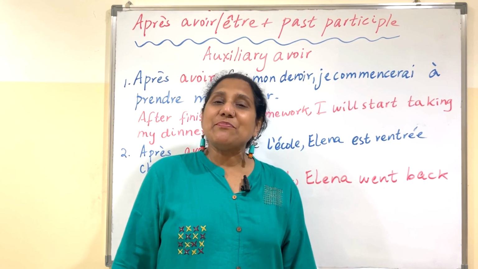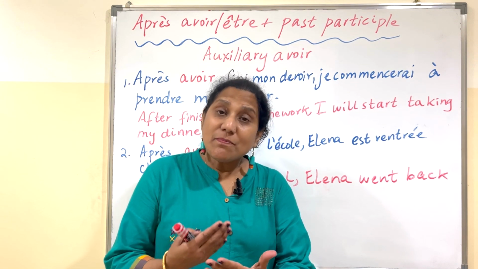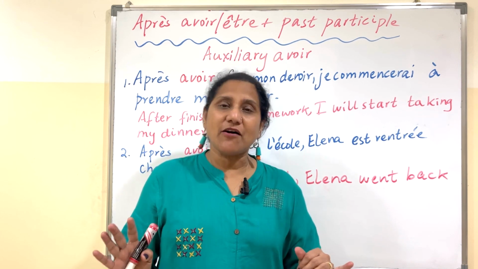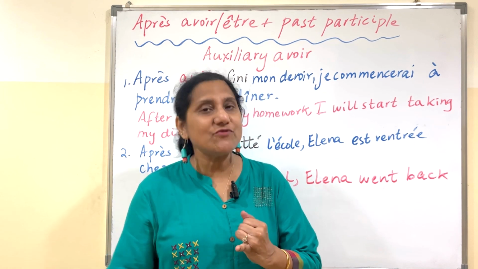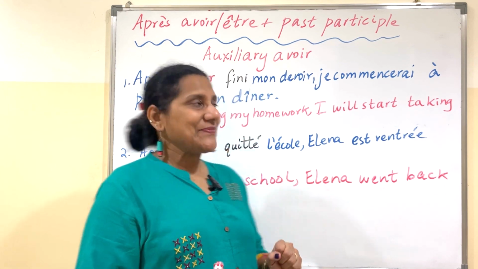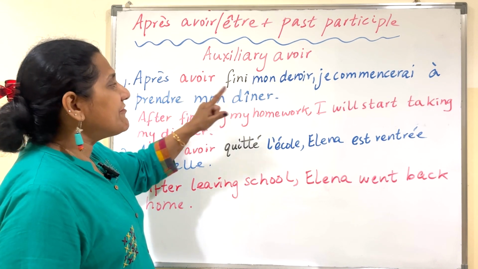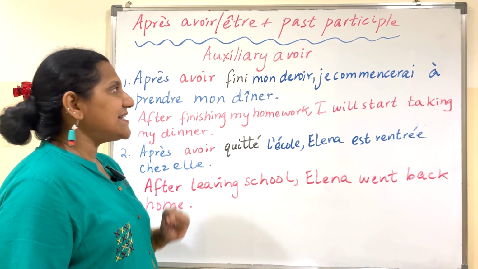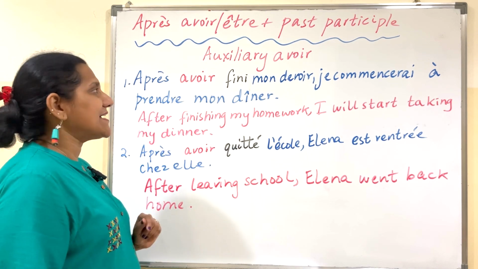Let's take a few examples using the auxiliary avoir. Remember, you must use the same auxiliary that you're using in all the compound tenses. That means verbs that take avoir as auxiliary will continue taking avoir, and verbs that use être will take être. So here we go, auxiliary avoir. Après avoir fini mon devoir, je commencerai à prendre mon dîner. So after finishing my homework, I will start taking my dinner.